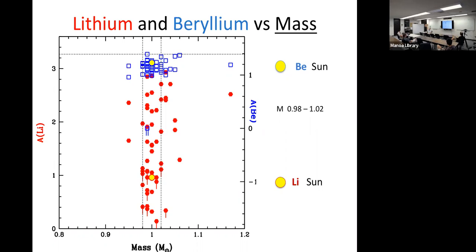So what you see is this huge spread in lithium and not much spread in beryllium, except for our two little points that have no beryllium and just have those upper limits. So you can see it's a fairly narrow mass range. Almost all the points are between those vertical lines, from 0.98 to 1.02 times the solar mass.